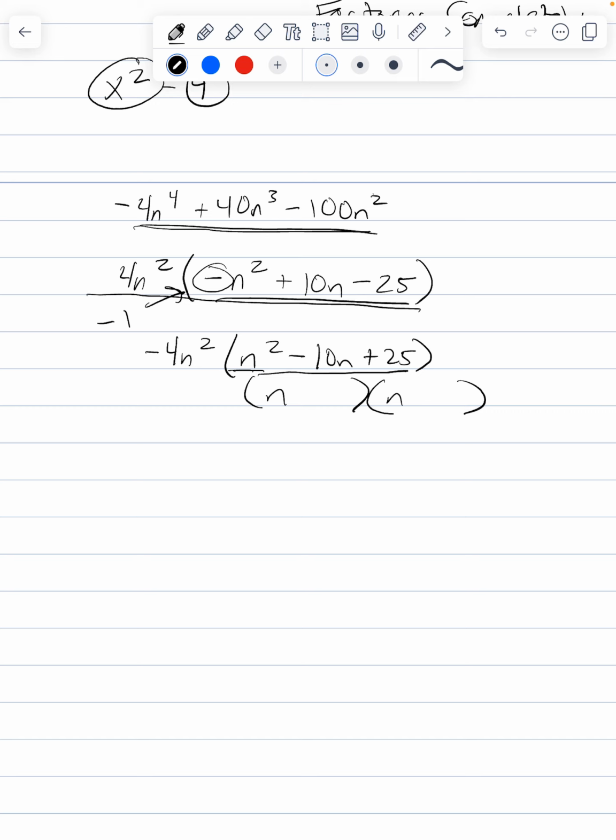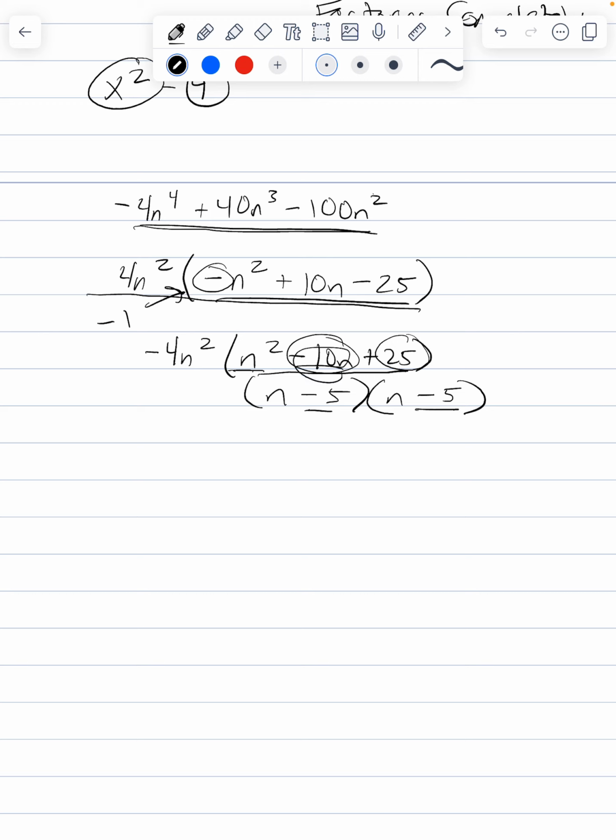We want 2 factors of 25 that add up to negative 10. Well, what would those be? If they're going to add up to negative 10, they both have to be negative, don't they? Well, looks like negative 5 and negative 5 would accomplish both of those needs. They make 25 when we multiply them. And when you add them, you get negative 10n.